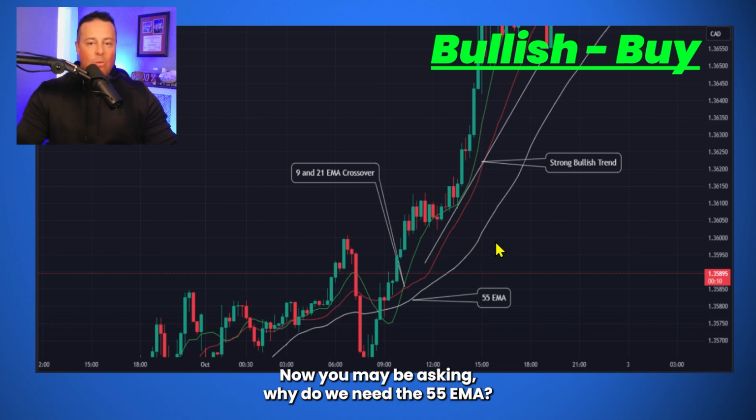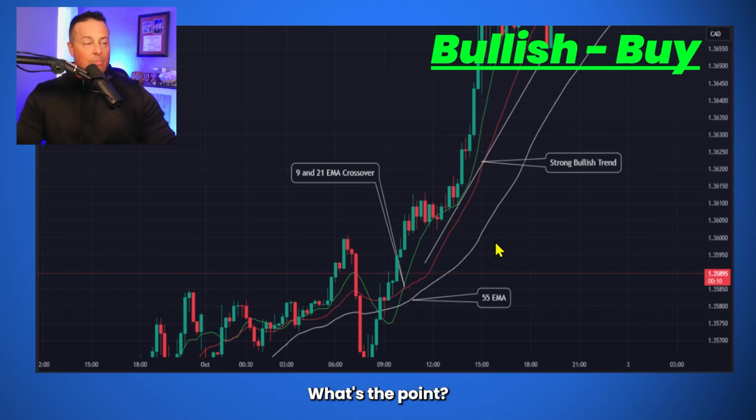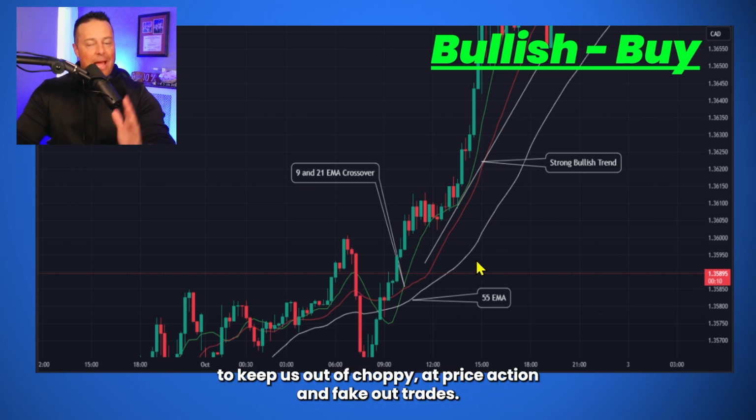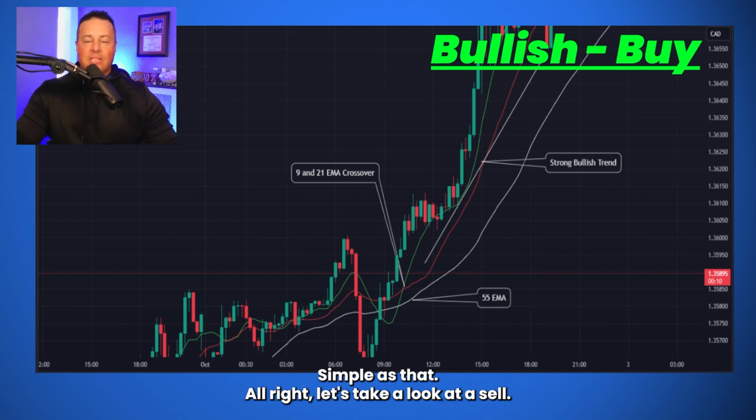Now, you may be asking, why do we need the 55 EMA? What's the point? The 55 is our anchor EMA. That ensures that we are in a bullish trend, and that is designed to keep us out of choppy price action and fake out trades. Simple as that. All right, let's take a look at a sell.